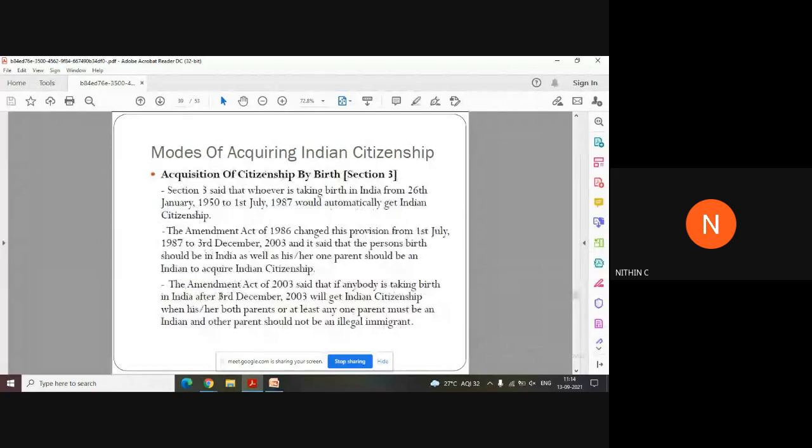So initially it was from 1950 to 1987. Between this period, any person who is taking birth in India would automatically get Indian citizenship. And then you can see the Amendment Act of 1986 and 2003.